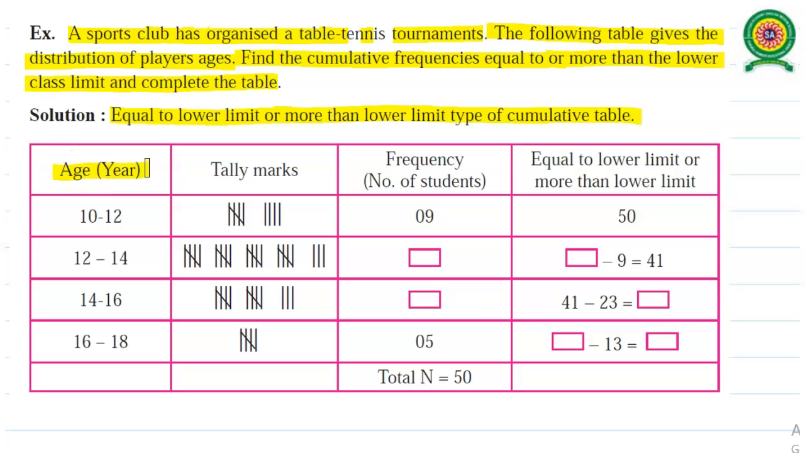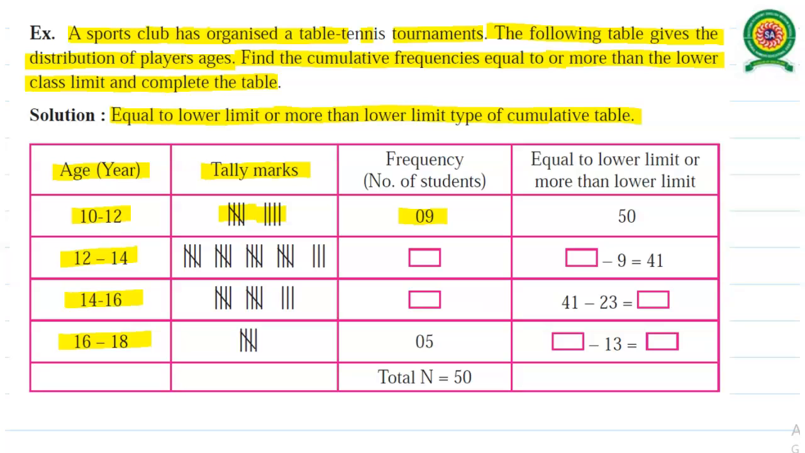Ages in years, we have been given the classes 10 to 12, 12 to 14, 14 to 16, 16 to 18 years. Tally marks are already given. So 5 plus 4 becomes 9. So there are 9 players who have an age of 10 years or above, till 11 years.